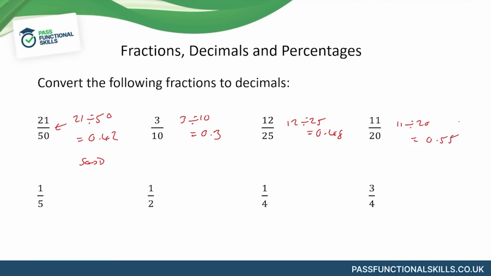So just remember, if you're using a calculator, just top divided by bottom. That's exactly the same if you're not using a calculator as well, of course, in which case you'd use the bus stop method. Now, some of these questions here are probably just worth memorizing. So for example, it's worth memorizing that a fifth is 0.2. You could use a calculator, you could use the bus stop method.